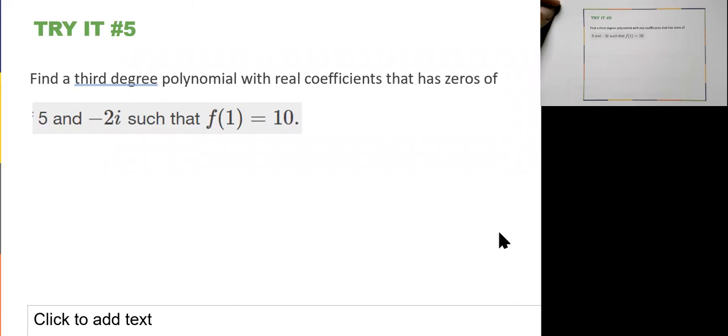And I want you to try this one by yourself. It says find a third degree polynomial with real coefficients that has a zero of 5 and negative 2i, such that f of 1 equals 10. Okay, so again, notice that you need a third degree polynomial and you have only 2 zeros. So you need to find a third one.